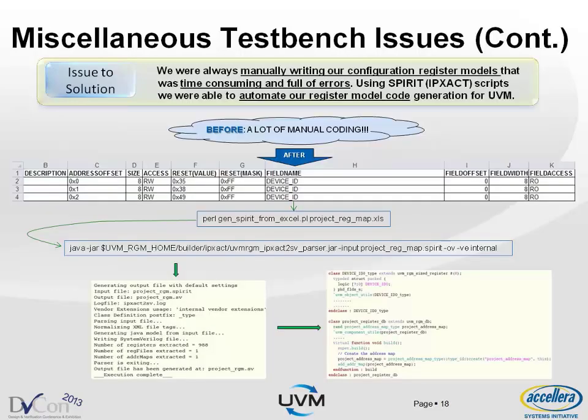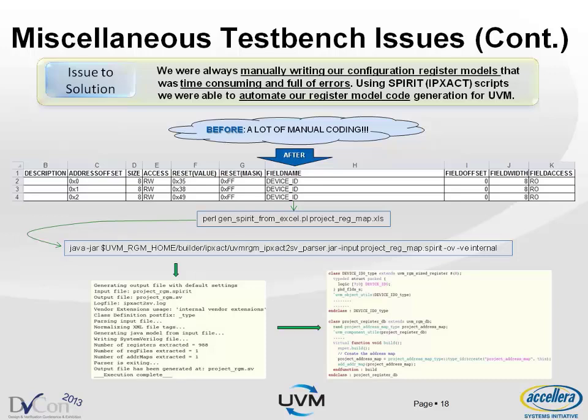So continuing on the test bench issues. Now this is a very interesting thing: in all our test bench implementations, we had close to thousands of registers in our DUT. Earlier we were doing a lot of coding. We were going and writing if-else statements, and writing all that code ourselves to do compares and whatnot.